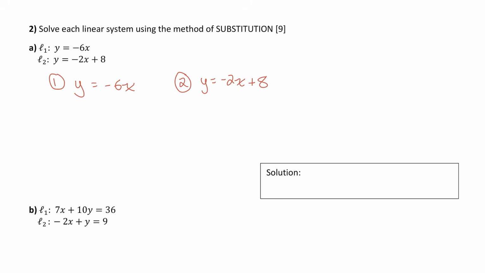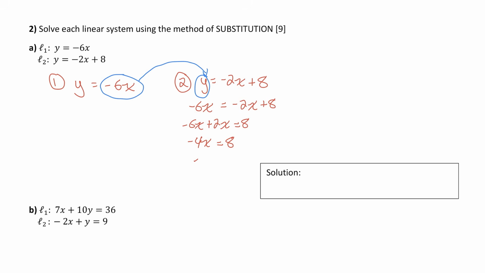Equation 1 tells me y equals negative 6x, so I can take that negative 6x and replace the y in the other equation with negative 6x. So in equation 2, I now have negative 6x equals negative 2x plus 8. I'll get all the variable terms to the left, so I have negative 6x plus 2x equals 8. Negative 4x equals 8. If I divide both sides by negative 4, I get x equals negative 2.